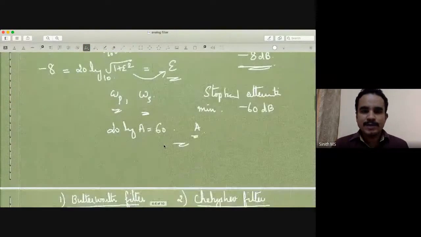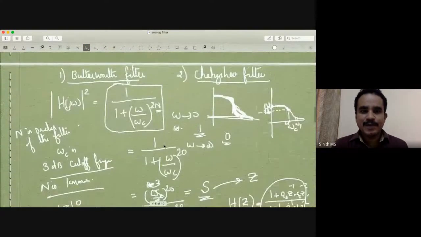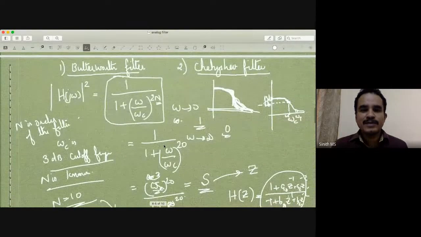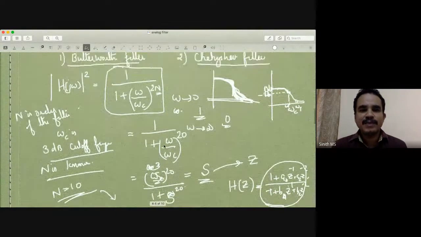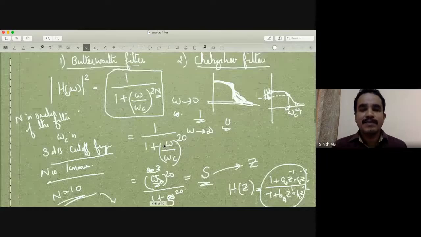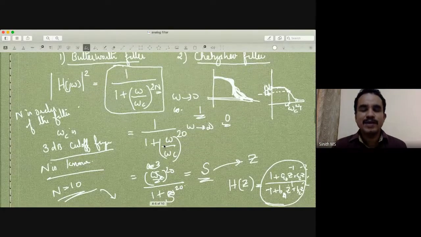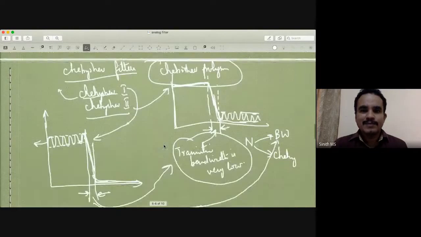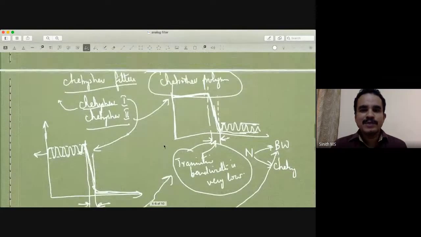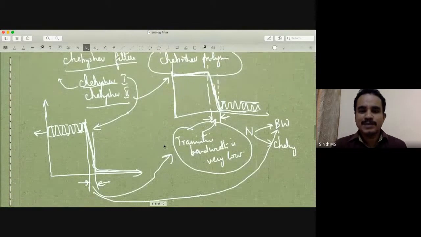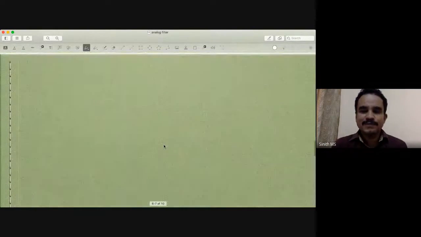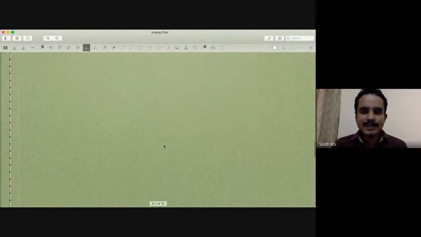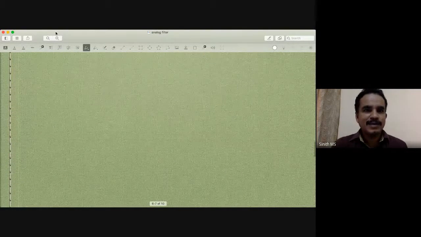So we already saw these things. When we go for Butterworth filter designing, it is 1 by 1 plus (omega by omega c) whole raised to 2N, where capital N is the order. And we saw that for Chebyshev filters there are two types, Chebyshev 1 and Chebyshev 2. All these things we saw. I think I didn't share the video, right? I will share it today.